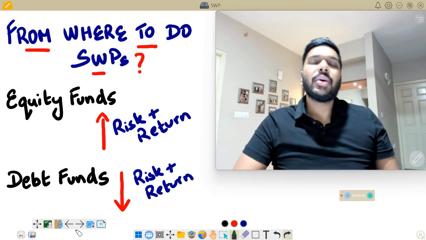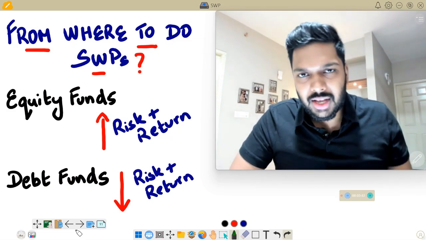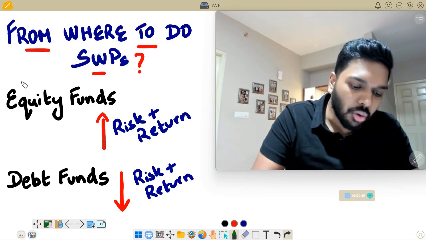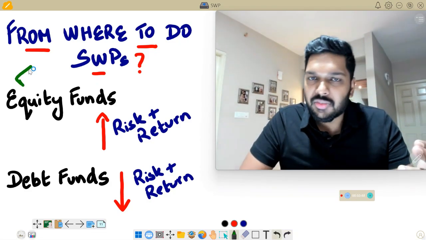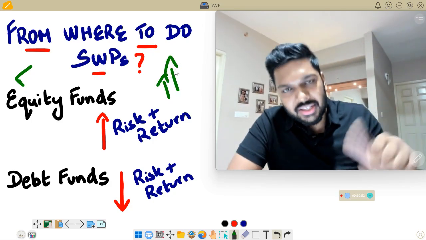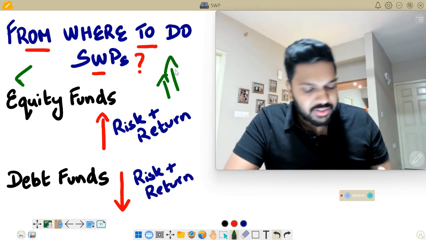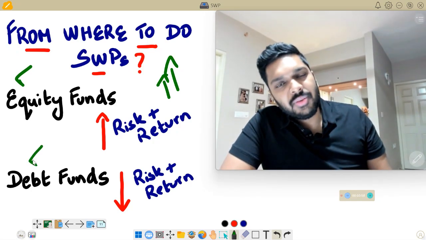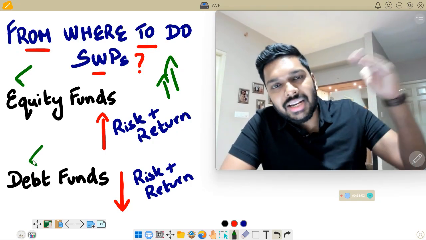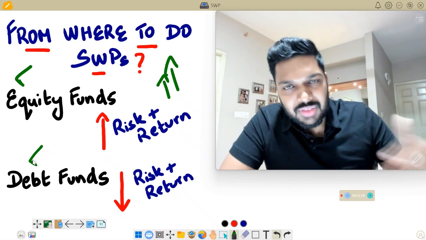And coming to the last question, that is, from where should you start doing an SWP? In the market, there are two main types of funds. One is an equity oriented fund where it is market driven, it is high risk, high return, and therefore it is quite risky. And then you have debt funds or debt oriented funds. So when you start your investment journey, people will tell you that you start with equity funds because you can accumulate wealth after a point in time very fast.